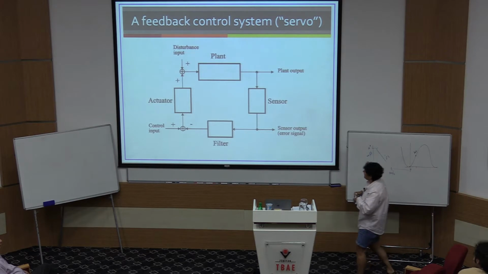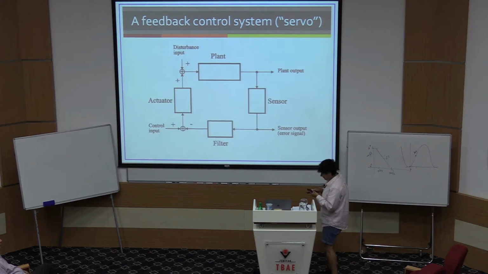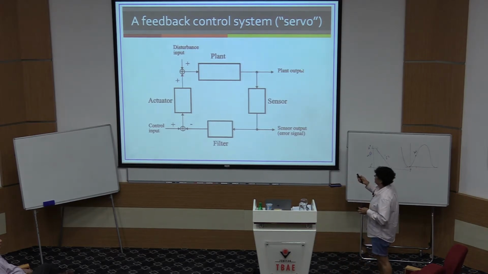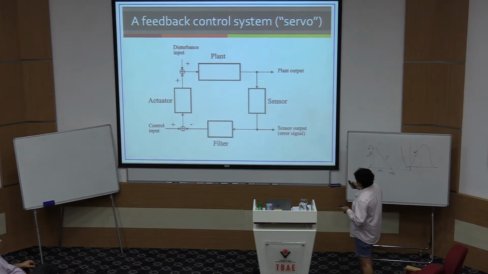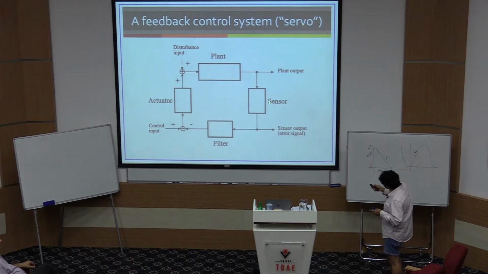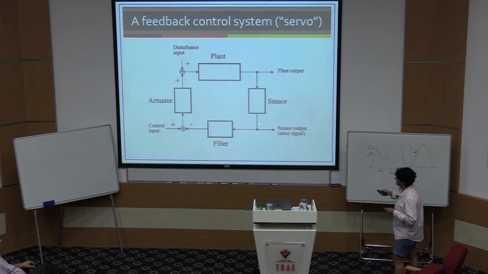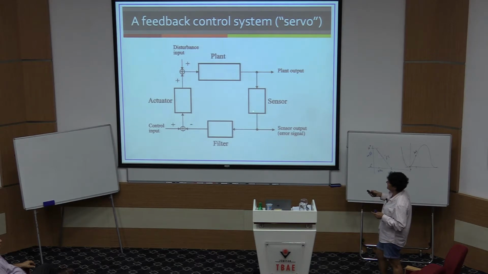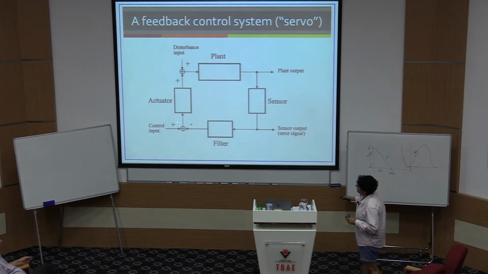Okay, but I'll make it more general than that. That's a plant, and the plant output will be, like in this case, the measurement you make on a photodetector. That's the sensor. You have to have something that can sense. Then you have a filter, and this is something you make yourself. We, the engineers, design it. And then there's an actuator.